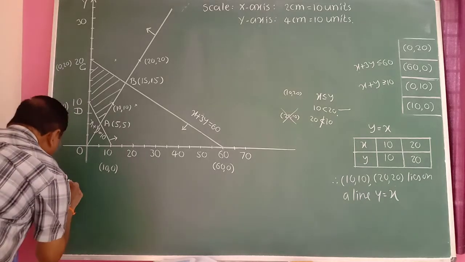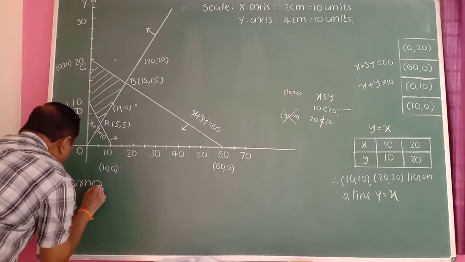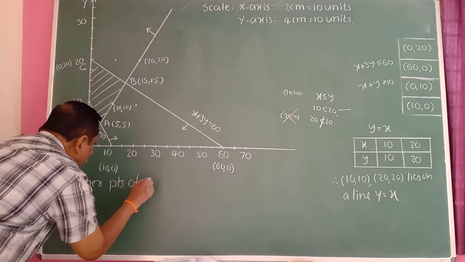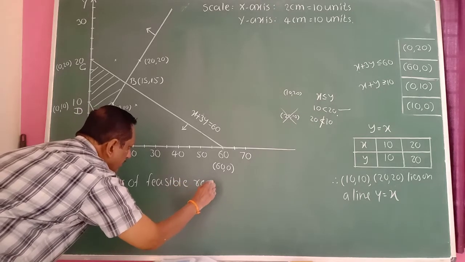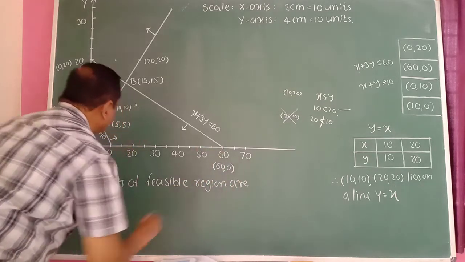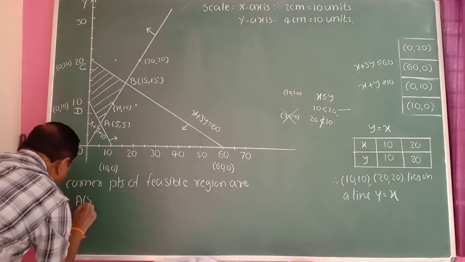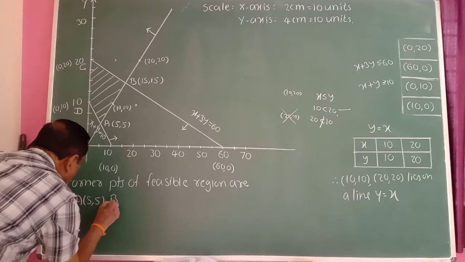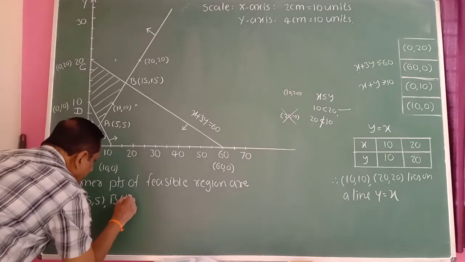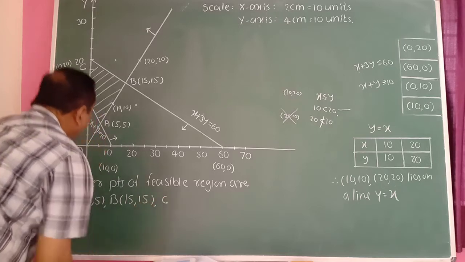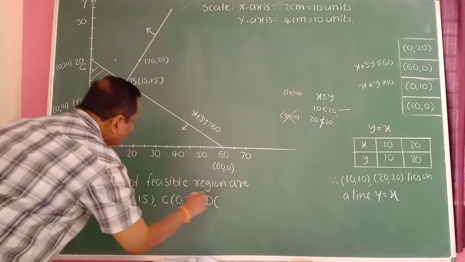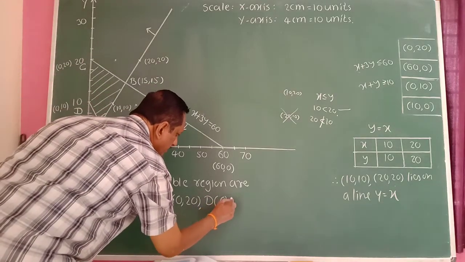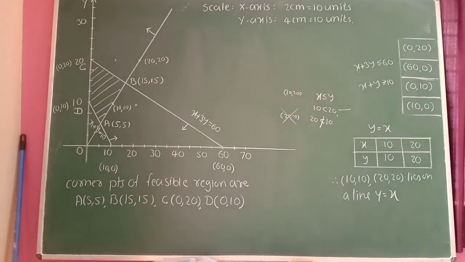Therefore, the corner points of the feasible region are: coordinate of point A is 5, 5; coordinate of point B is 15, 15; coordinate of point C is 0, 20; and coordinate of point D is 0, 10. So these are the corner points, now using the objective function.